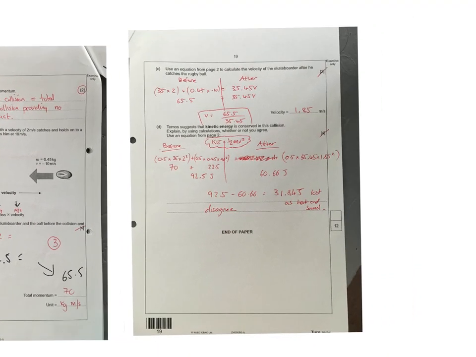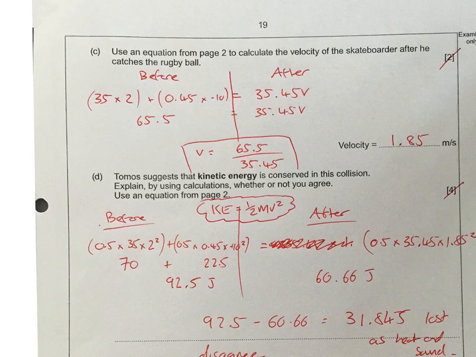And then the very last question, well, I'm glad, because I'm getting quite tired now. Use the equation from page 2 to calculate the velocity of the skateboarder after he catches a rugby ball. So we're just going to use pretty much the same equation here, where it's momentum, because we know momentum is conserved. Before and after we should get the same momentum. So we can actually solve for V, so long as we know what's before, which we do. So there's that 65.5, which we just worked out, and that's going to equal my after, my 35.45.